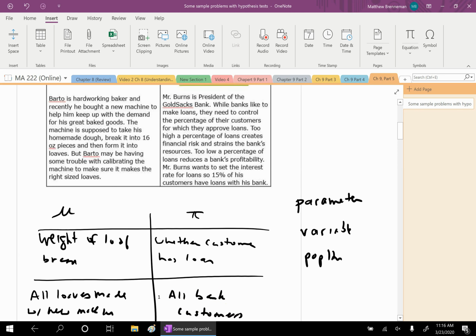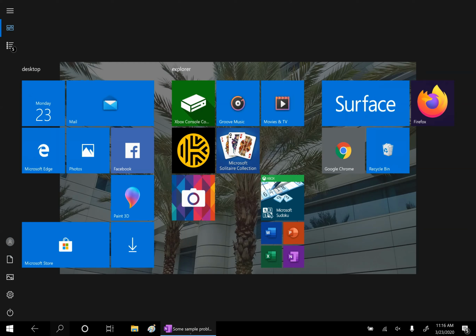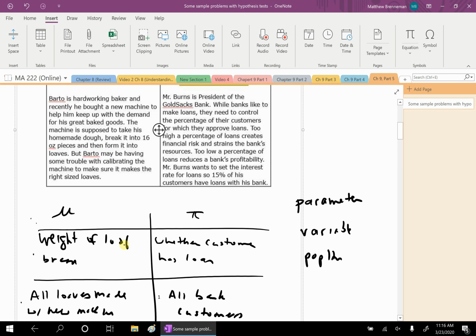So putting this all together, what is Bardo going to be interested in? Well, he's going to be interested in the average weight of all the loaves made with his new machine. Okay, notice how we put this all together. This is average, this is the variable, this is the population: the average weight of all the loaves of bread made with his new machine. That's going to be Bardo's parameter.